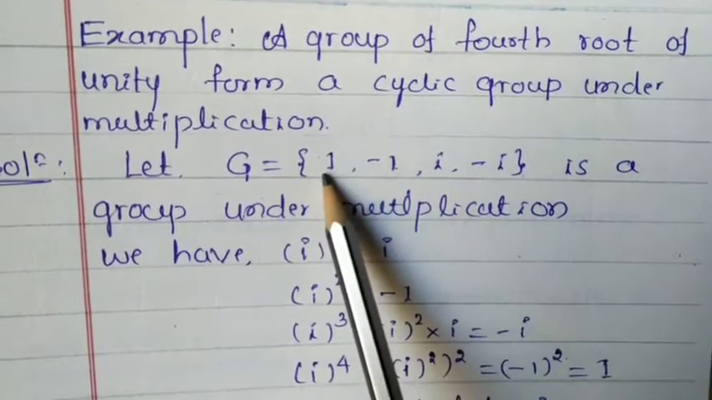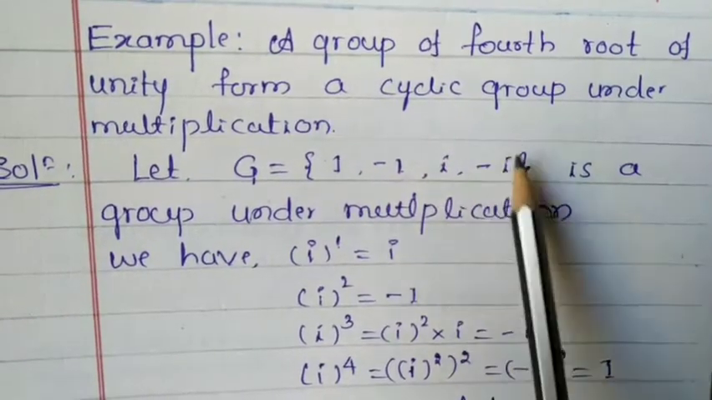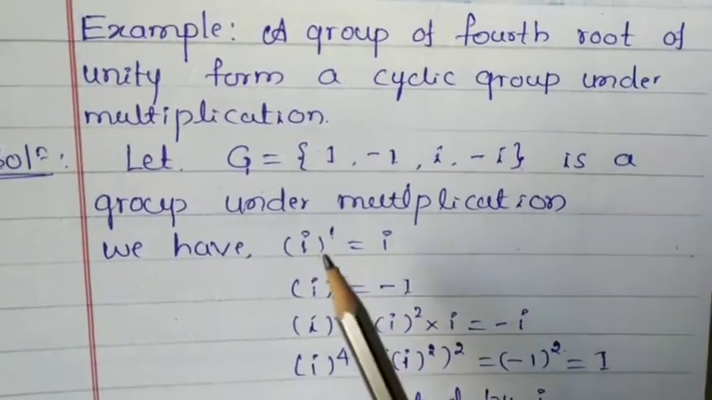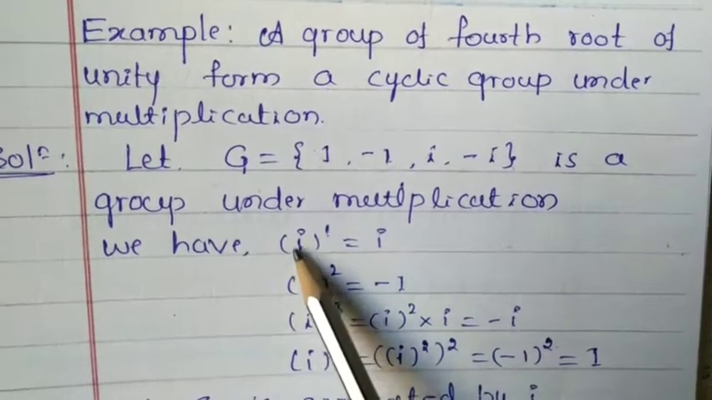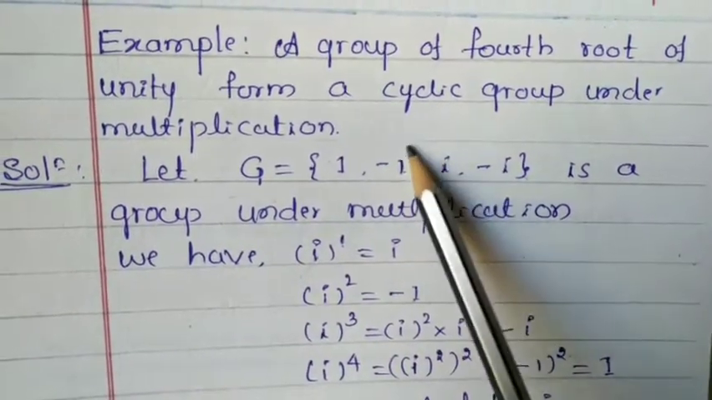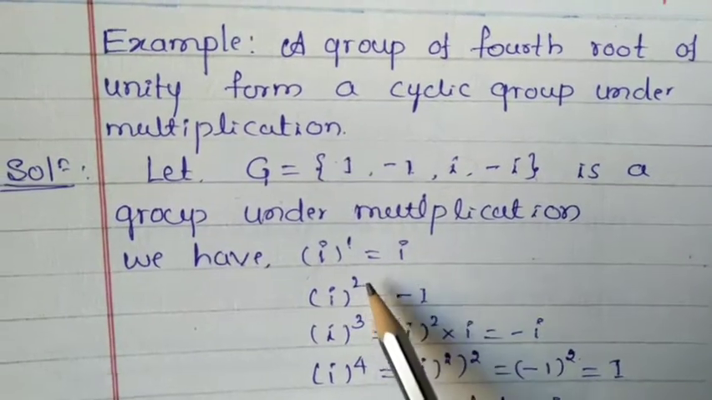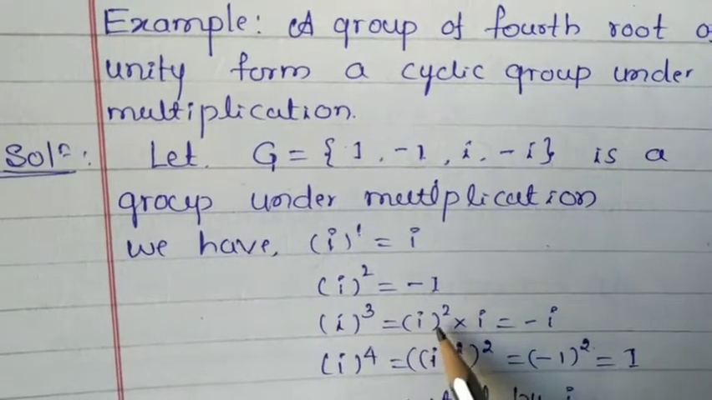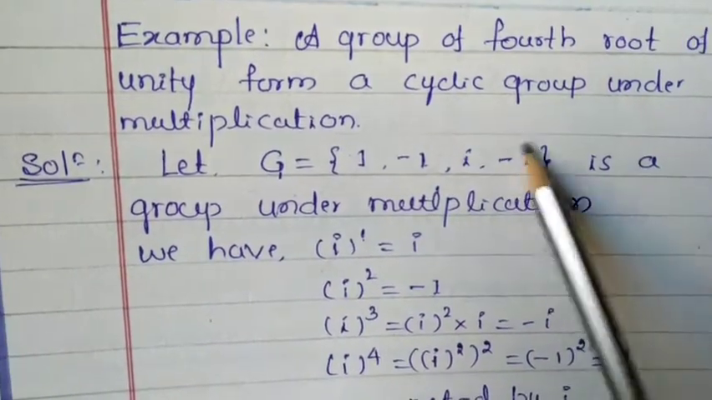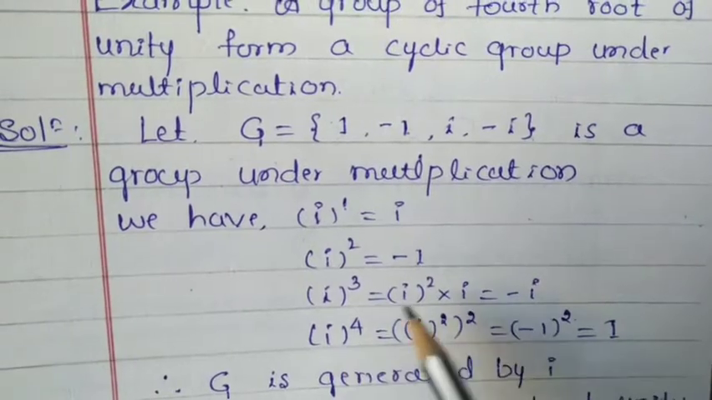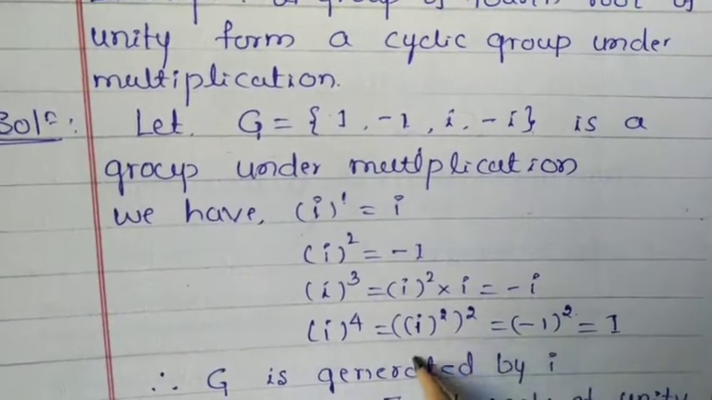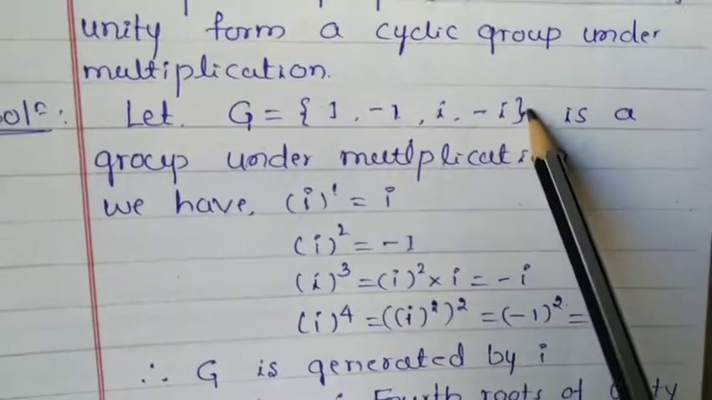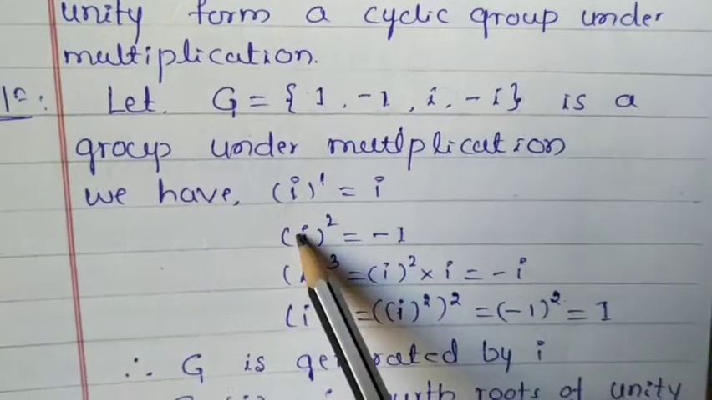But all these elements 1, minus 1, i and minus i are formed by one element. What is that element? That element is nothing but i, because i to the power 1 is i. i to the power 2 is i squared, minus 1, is there. i to the power 3 is i squared into i, minus i, is also there. i to the power 4 is i squared whole squared, which is plus 1, also in G. That means G is generated by i.